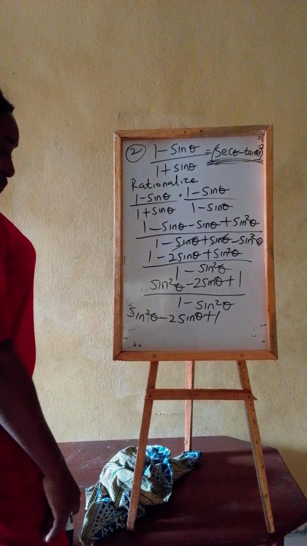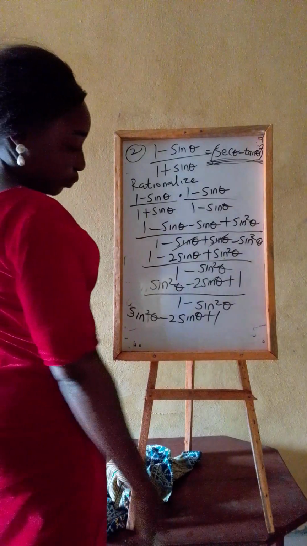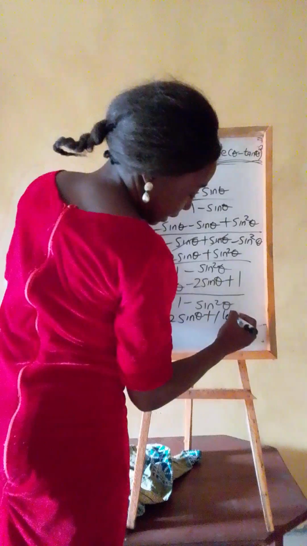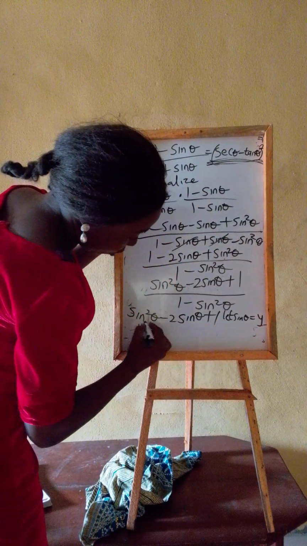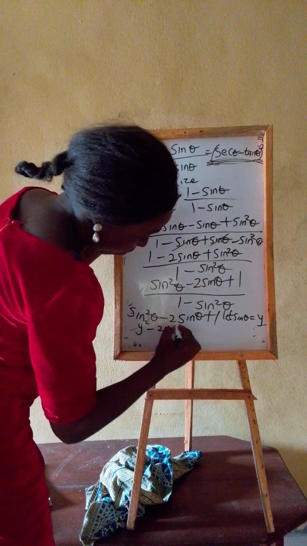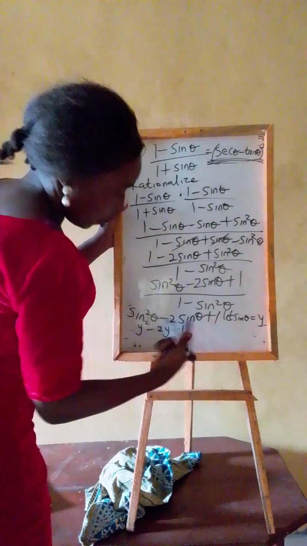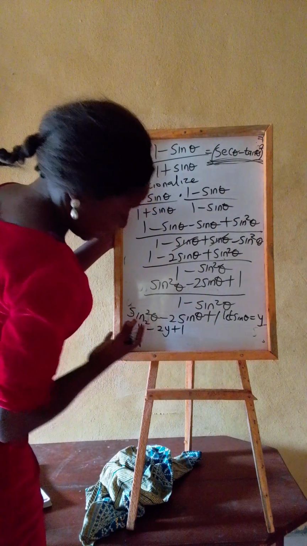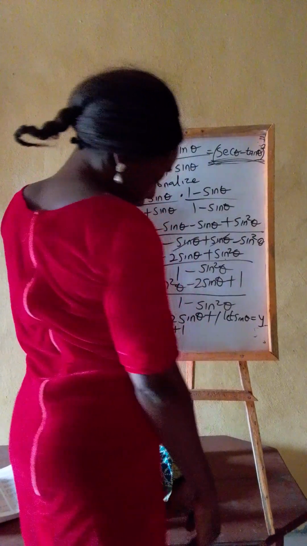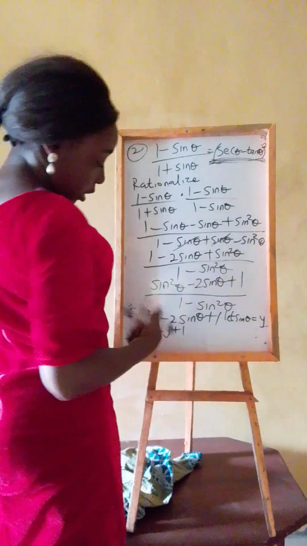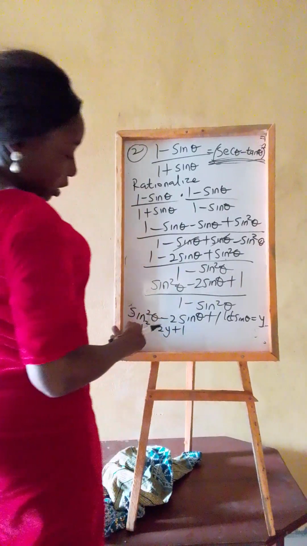What do you do? Very simple. You can let sine theta equal y. So we have y squared minus 2y plus 1. You let them know this is a quadratic expression, and the power is y squared. Thank God, the coefficient of y squared is 1. So you multiply this.